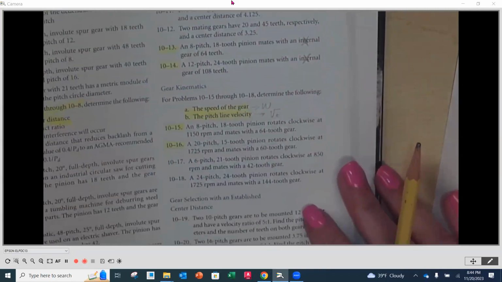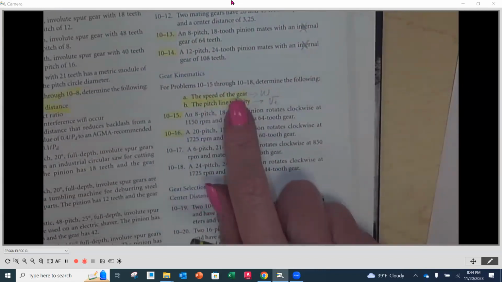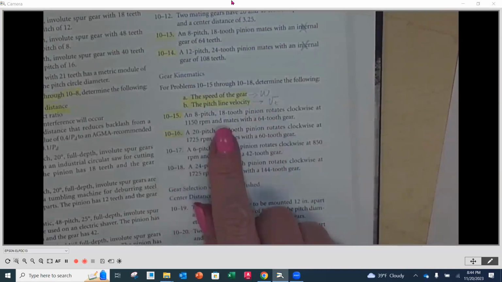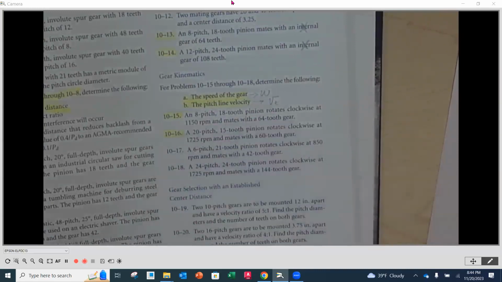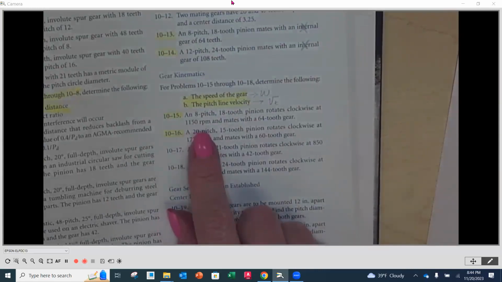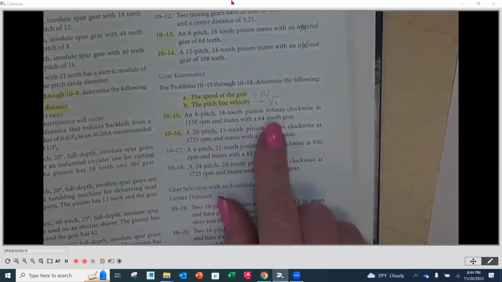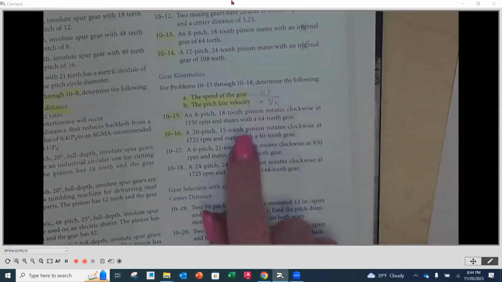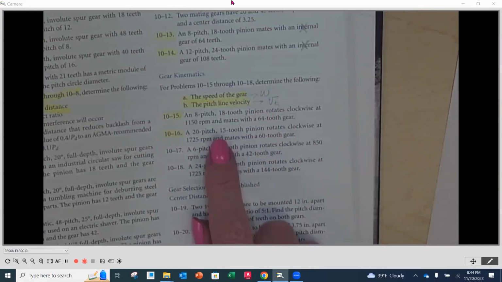Then for number 15, you're going to do the speed of the gear, which would be W, like W2, and the pitch line speed or VT. They're giving you an 8-pitch, 18-tooth pinion, rotates clockwise, 1150 RPM, mates with a 64-tooth gear. So what is W2 of that gear? And then the same thing, different numbers for number 16.